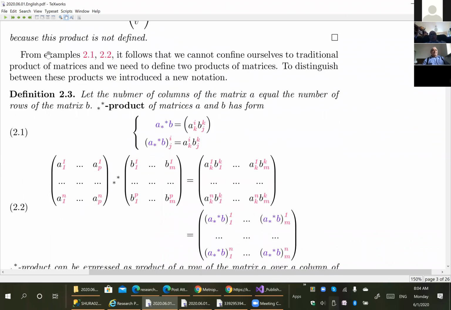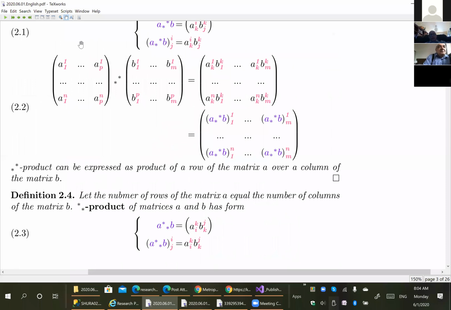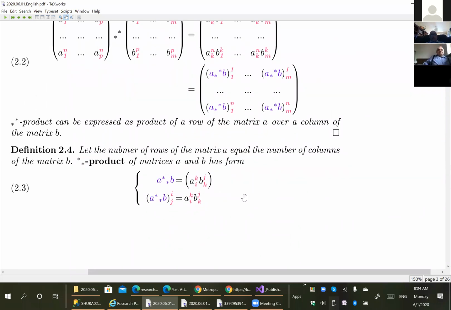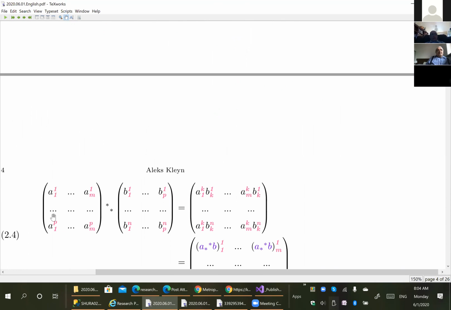For the first type, let the number of columns of the matrix A equal the number of rows of the matrix B. Then we introduce a row column product of matrices, where a row of matrix A is multiplied by a column of matrix B. Similarly, let the number of rows of the matrix A equal the number of columns of the matrix B. We introduce the column row product of matrices, where we multiply a column of matrix A over a row of matrix B. In the non-commutative case, it doesn't matter for us, because if we change the order of the matrices, then the row column product changes to column row, and vice versa.